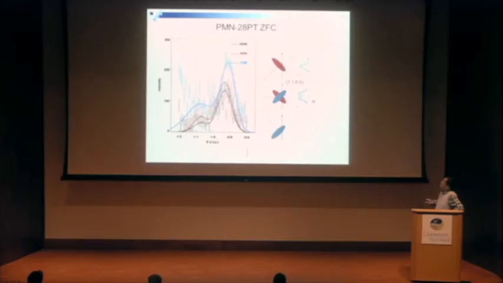We also did some temperature dependence from 100 to 500 K. The intensity increases with cooling, but even at 500 K, which is above TC of around 375 K, the diffuse scattering intensity is still there.